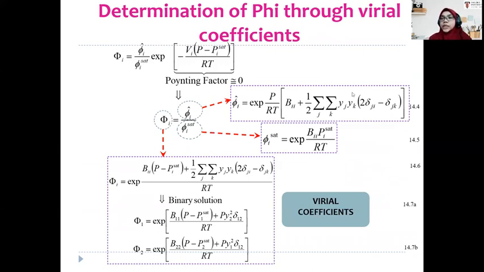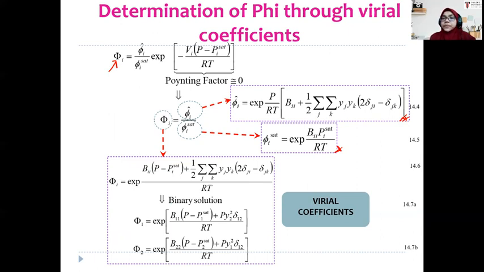The fugacity coefficient can be obtained by using the virial equation through the virial coefficient. Okay, how can we obtain the fugacity coefficient? The fugacity coefficient, denoted by phi here, can be determined using this expression, which relates to the Poynting factor. In ideal condition, the Poynting factor is near 0, so we can express the fugacity coefficient as the ratio of the fugacity of the species in the solution to its saturation pressure. So we can obtain both expressions using this equation for the fugacity of the species in the solution and also the fugacity coefficient at saturation.